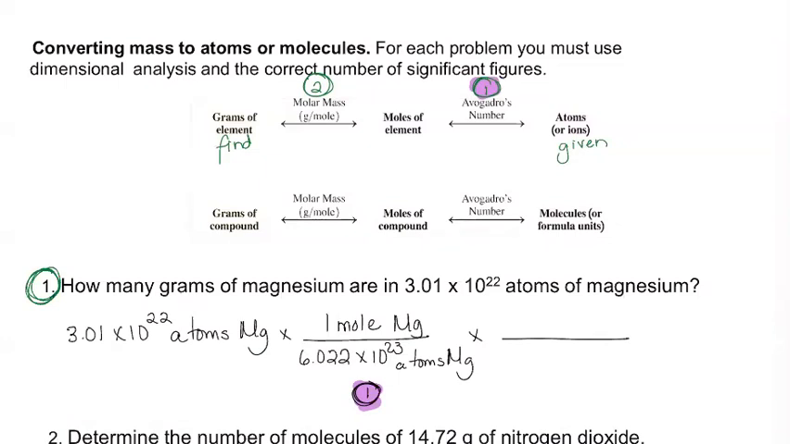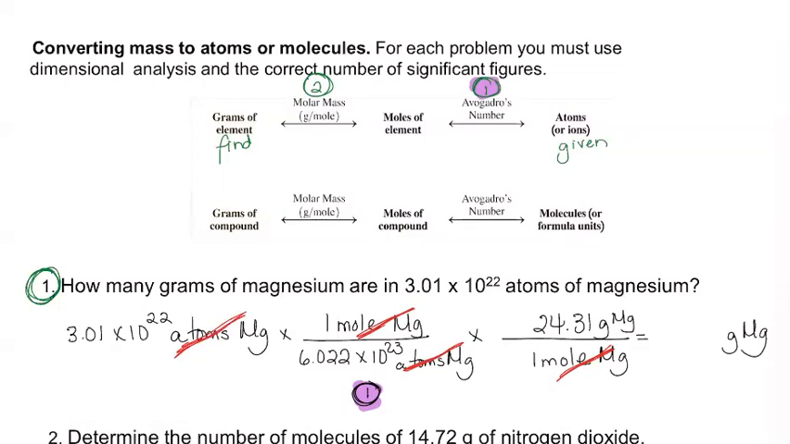So when I go to my periodic table, I'm going to utilize the molar mass of magnesium. So I'm going to say 1 mole of magnesium in the bottom because I'm trying to cancel the unit of 1 mole. And then on top, the molar mass in grams of magnesium, which is 24.31 grams. So when I look at the cancellation of my units, atoms of Mg cancel with atoms of Mg, moles of Mg with moles of Mg. So everything in the result is going to be in grams of magnesium.